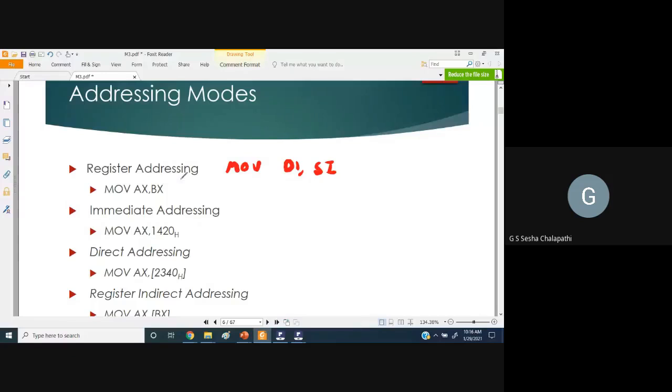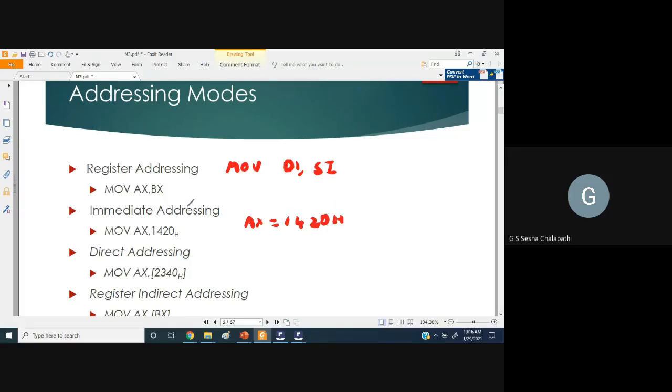For example, MOV AX, 1420H. After this instruction is executed, the contents of AX will become equal to 1420H. After the execution of this particular instruction, the content of register AX will become 1420H. This is called the immediate addressing mode.